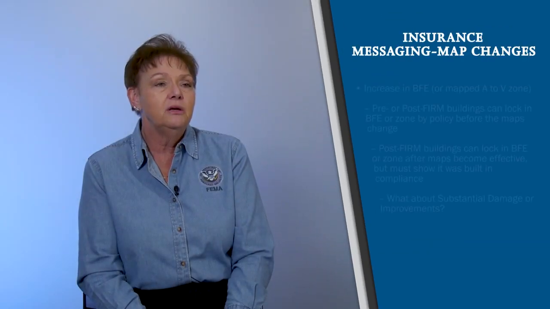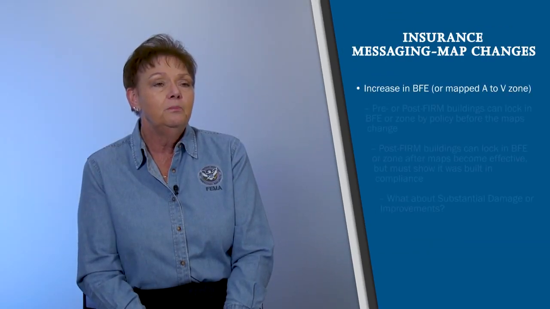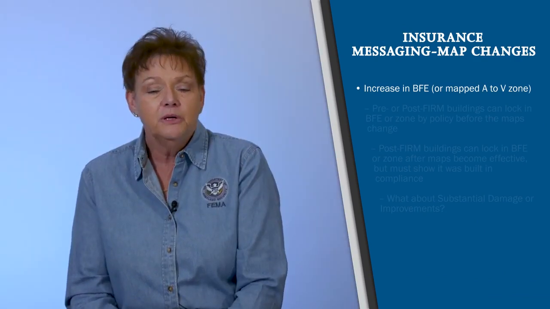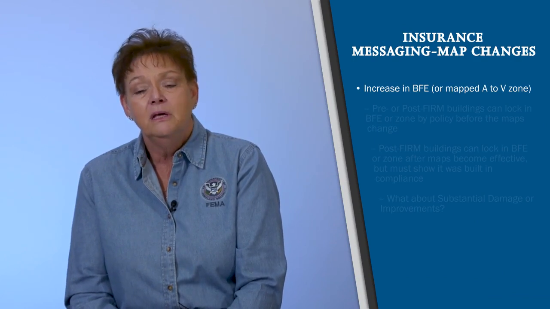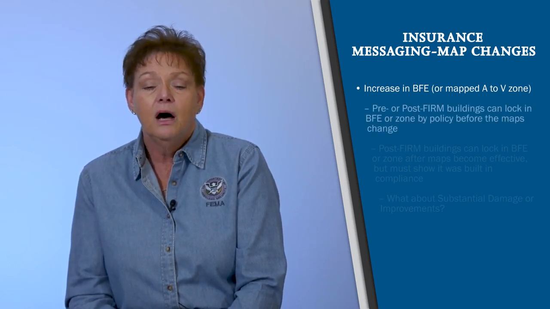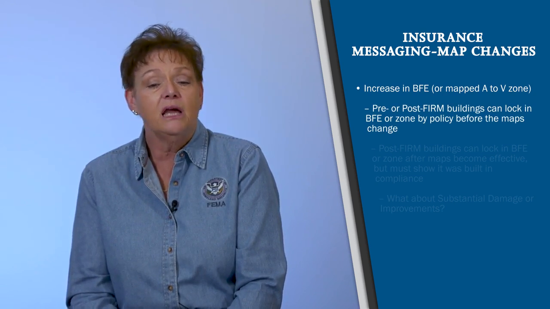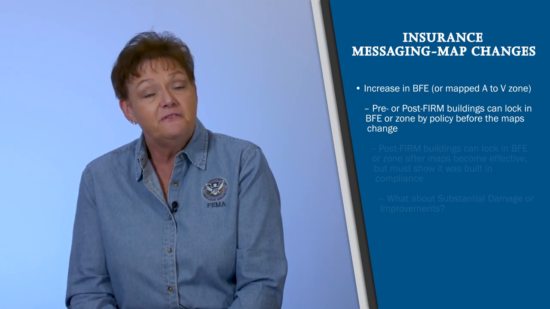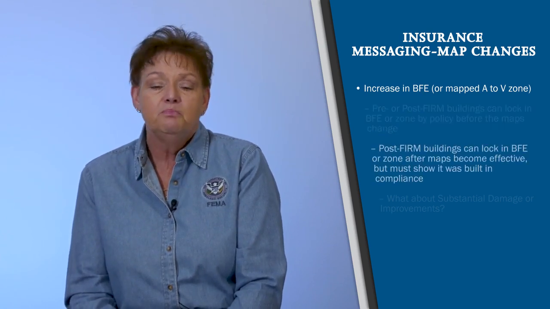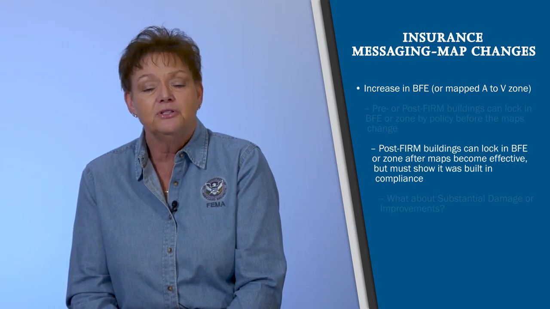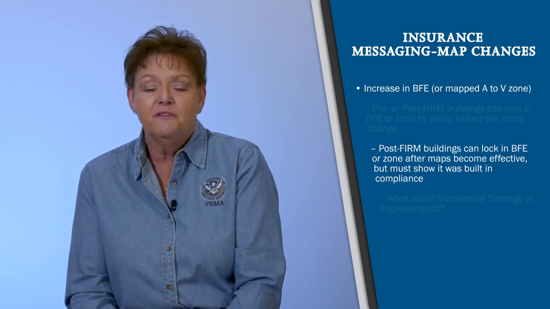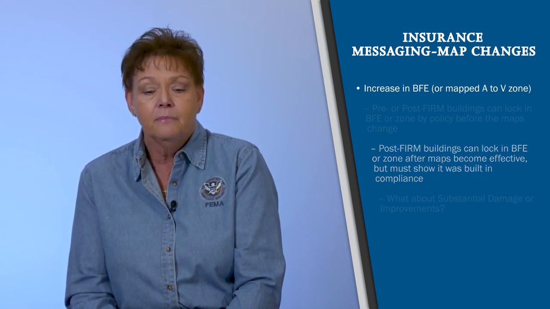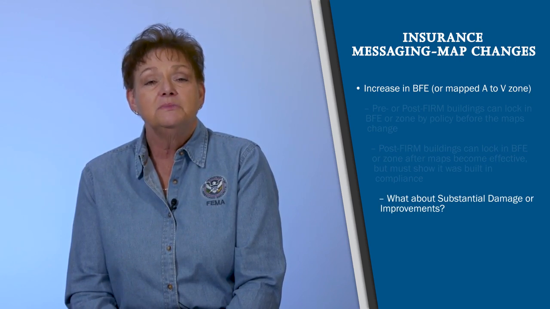So what kind of messaging do we want to give to our stakeholders? Increase in base flood elevation or mapped to a V zone: pre-FIRM or post-FIRM buildings can lock in the base flood elevation and zone by policy before the map changes. Post-FIRM buildings can lock in the base flood elevation or zone after the map becomes effective, but must show it was built in compliance.